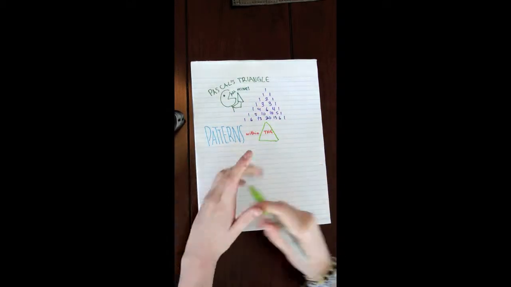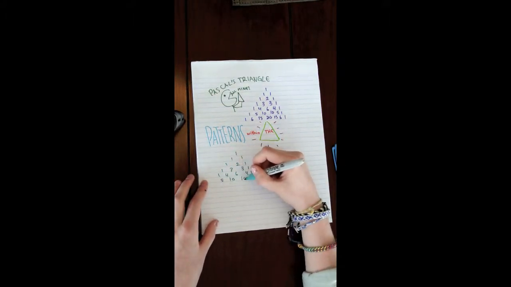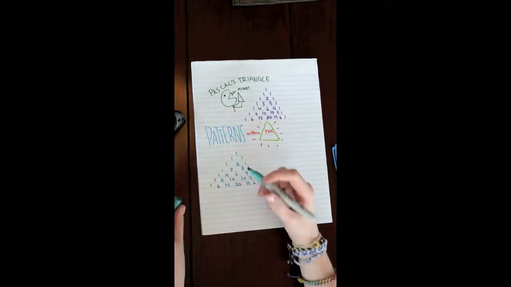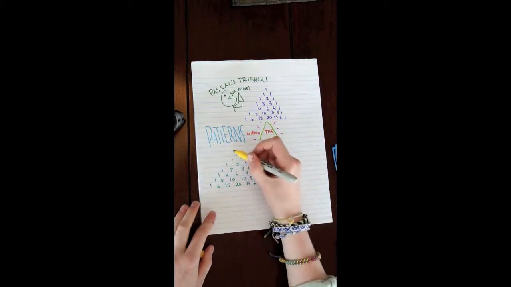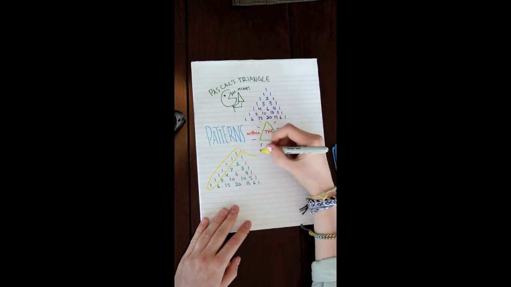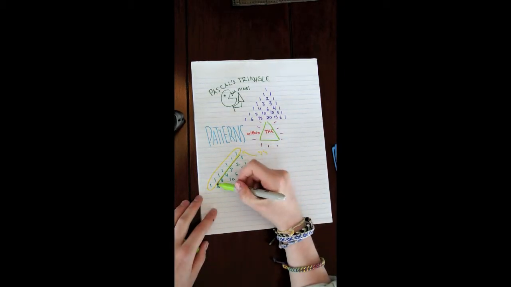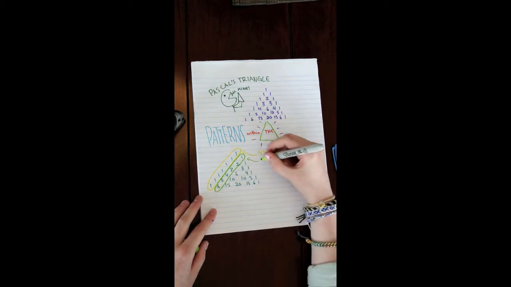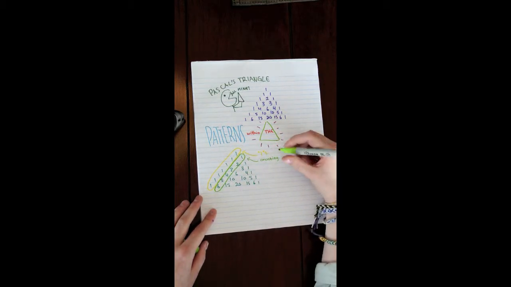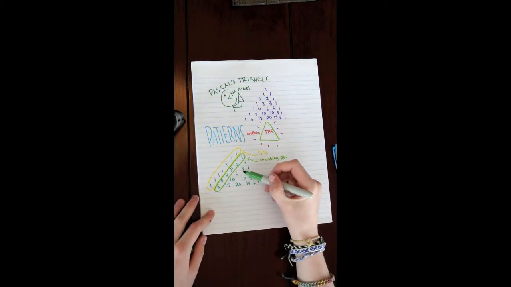So, the patterns within the triangle. I'll just write this out here. Okay. First, we're going to look at the diagonals. So this first one is very obviously just ones. The next diagonal is also pretty easy to recognize, and it's counting numbers. The next one is a little different.